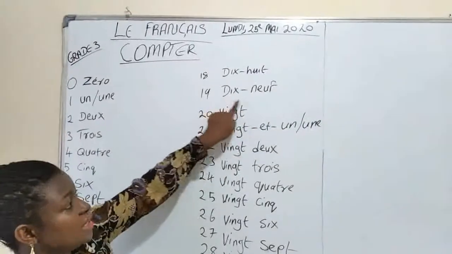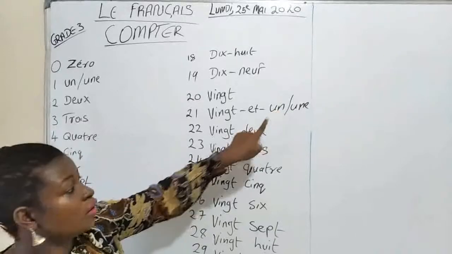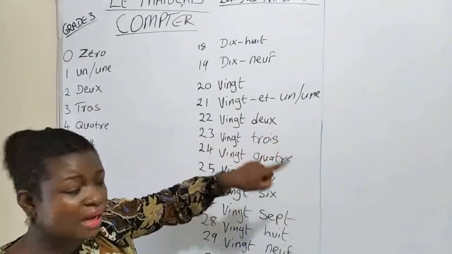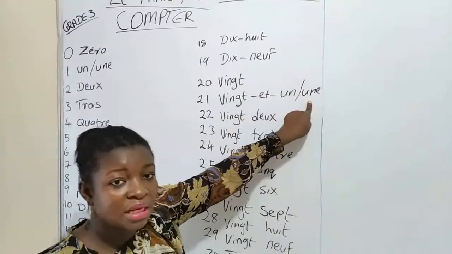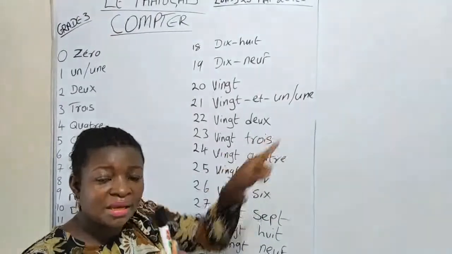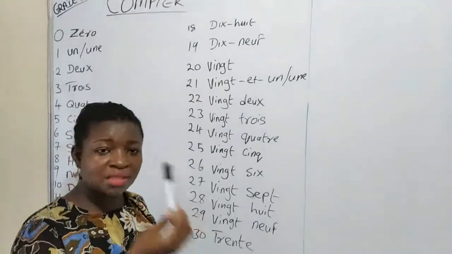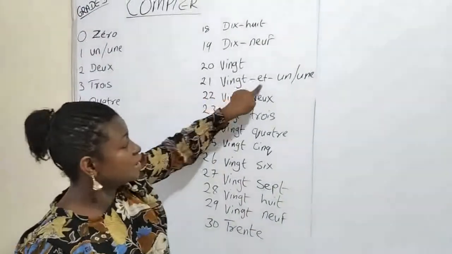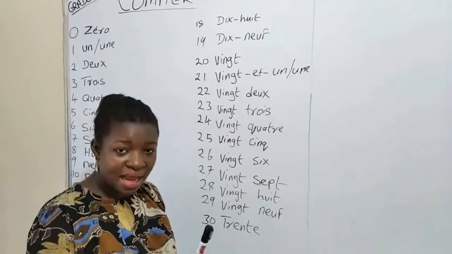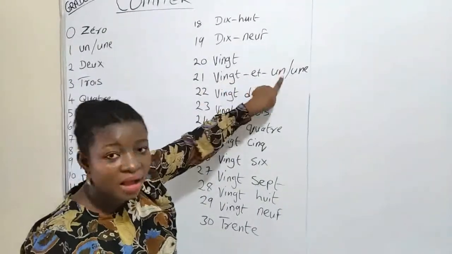dix-huit, dix-neuf, vingt, vingt et un. If it is a feminine noun, we say vingt et une. Assuming you are counting rulers. A ruler in French is a feminine object. You say une règle. So if you are counting 21 rulers, you say vingt et une règles. If you are counting pens, pen is a masculine noun. You say un stylo. So you say vingt et un.